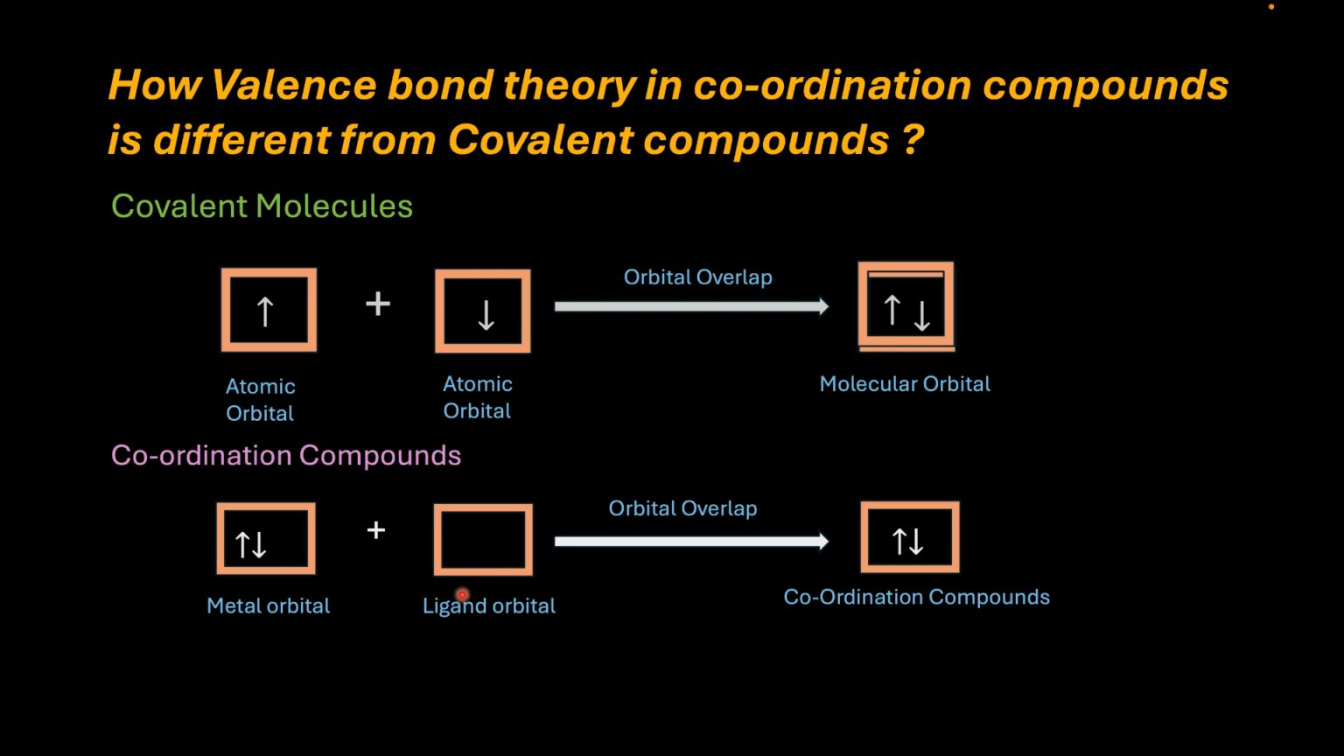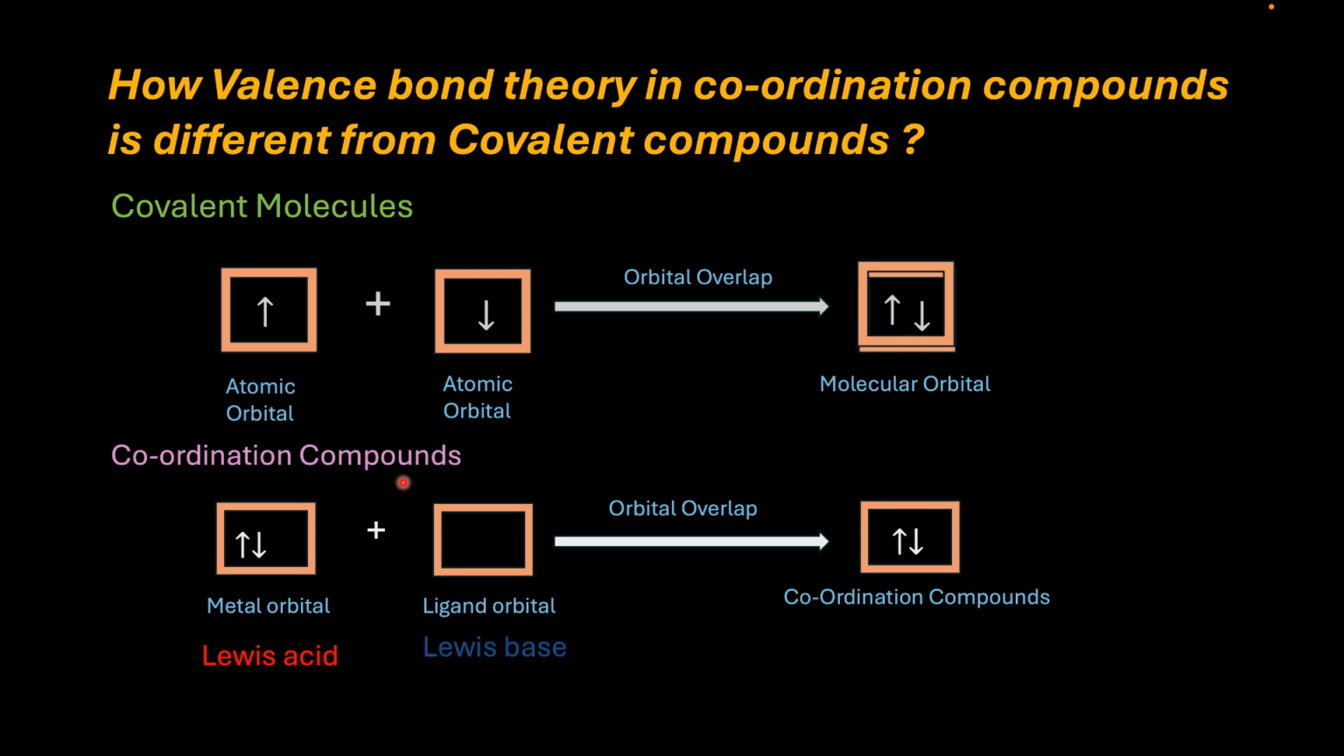So one thing is here. The metal orbital was empty and it accepted a lone pair of electrons from the ligand orbital. So when the metal orbital accepted the lone pair, we can say the metal is a Lewis acid, and the ligand orbital, which donates the lone pair, is a Lewis base. So let's discuss the geometry in coordination compounds.